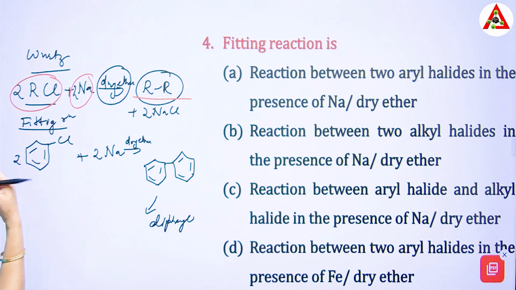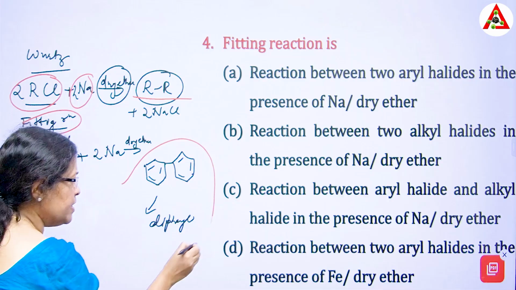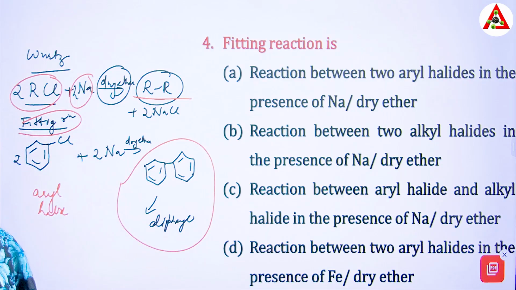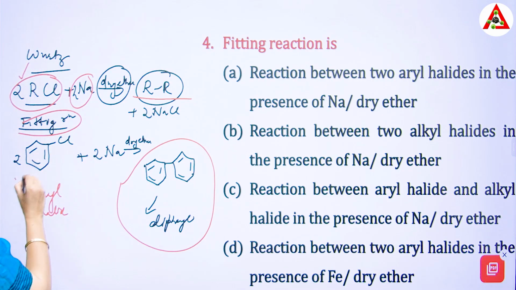Then again, this experiment was actually conducted by Wurtz, and another scientist, Fittig, actually took aryl, aromatic compound, aryl halide, and performed the same reaction, and what they obtained, similarly they have got higher aromatic hydrocarbon as diphenyl. Okay, now if they work together, then if you take one alkyl halide, one aryl halide, again you are getting a mixed aromatic compound. Now what is this?